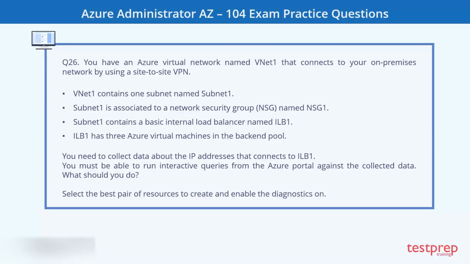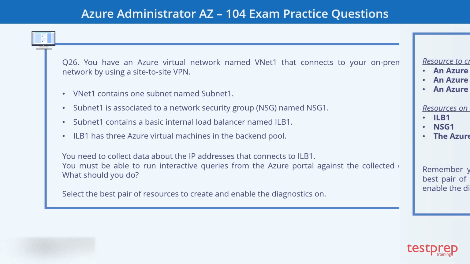Question 26. You have an Azure Virtual Network named VNet1 that connects to your on-premises network by using a site-to-site VPN. The VNet1 contains one subnet named Subnet1. Subnet1 is associated to a network security group named NSG1. Subnet1 contains a basic internal load balancer named ILB1. ILB1 has 3 Azure virtual machines in the backend pool. Now the task is that you need to collect data about the IP addresses that connect to ILB1. You must be able to run interactive queries from the Azure portal against the collected data. What should you do? Select the best sources to create and enable the diagnostics on.